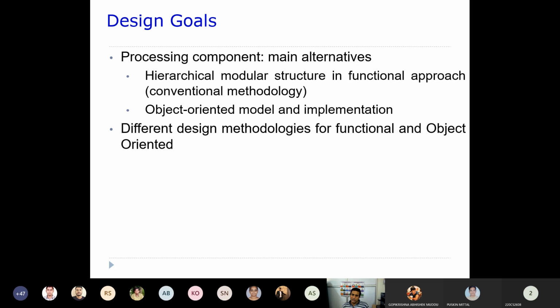So now these are two different approaches, right? You have a functional approach, and there is an object oriented approach. Now the processing component that you are choosing is based upon the kind of implementation that you want, whether you will be going through an object oriented or a functional oriented approach, right? So we have different design methodologies for functional as well as object oriented.